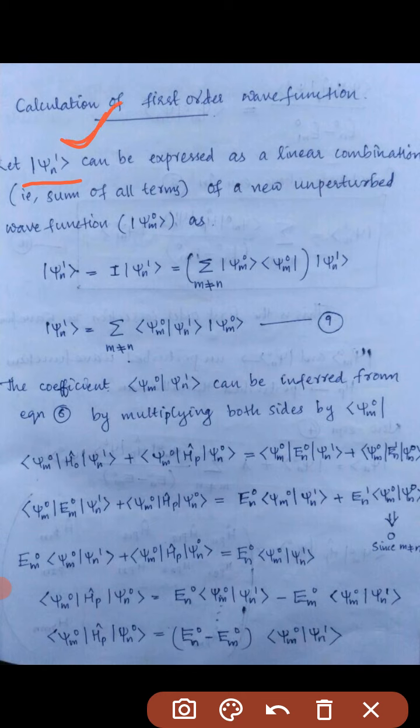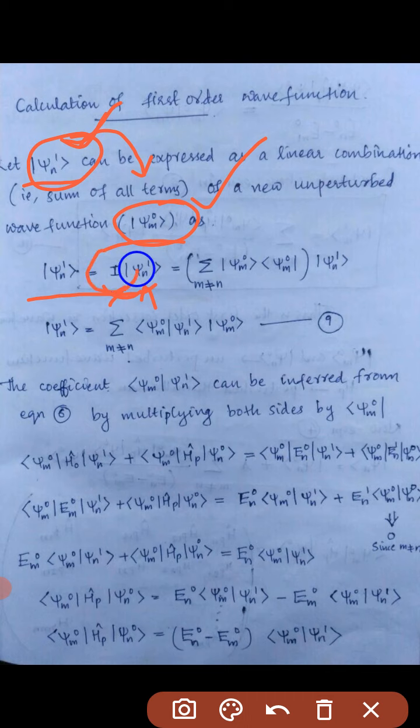This perturbed wave function can be expressed as a linear combination of the unperturbed wave functions psi m0. So psi m0 is the unperturbed wave function, and psi n1 is the first order wave function. We can write ket psi n1 equal to I times ket psi n1, where I is the identity operator. If the identity operator acts on this ket, we get the same ket.